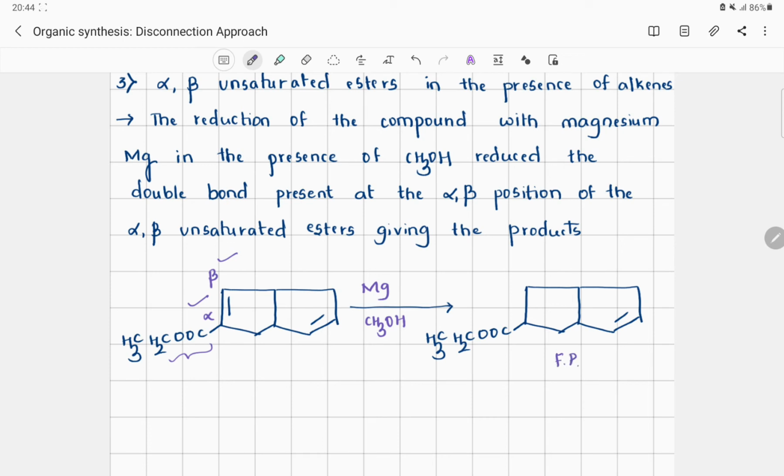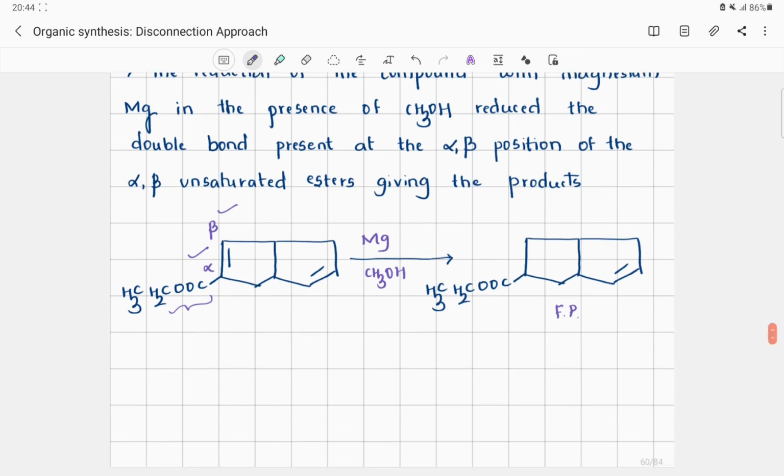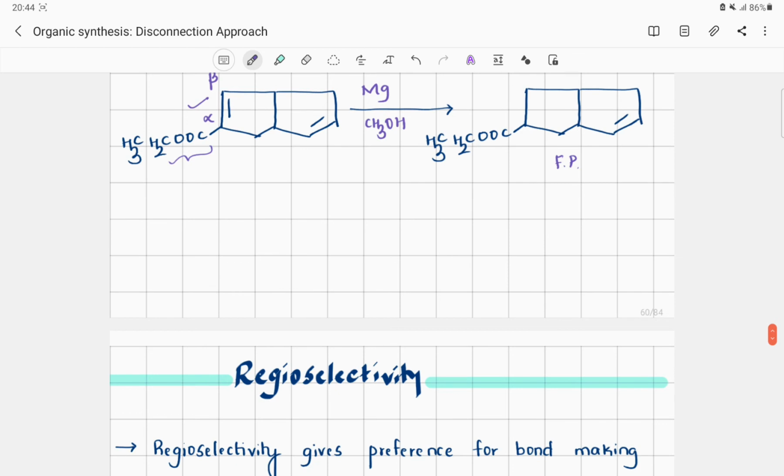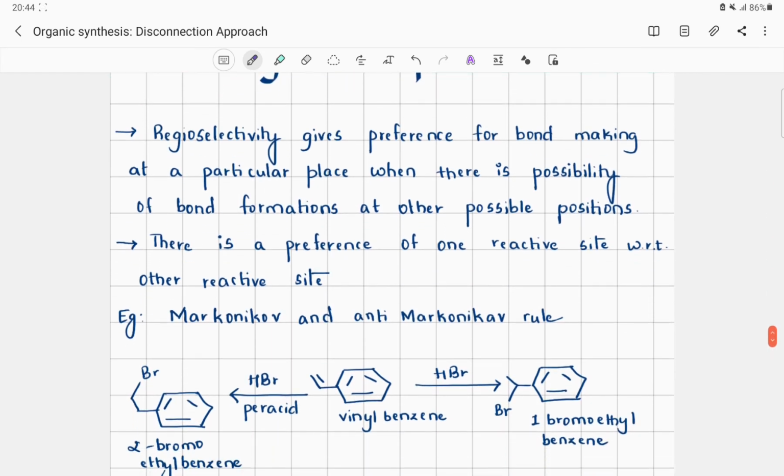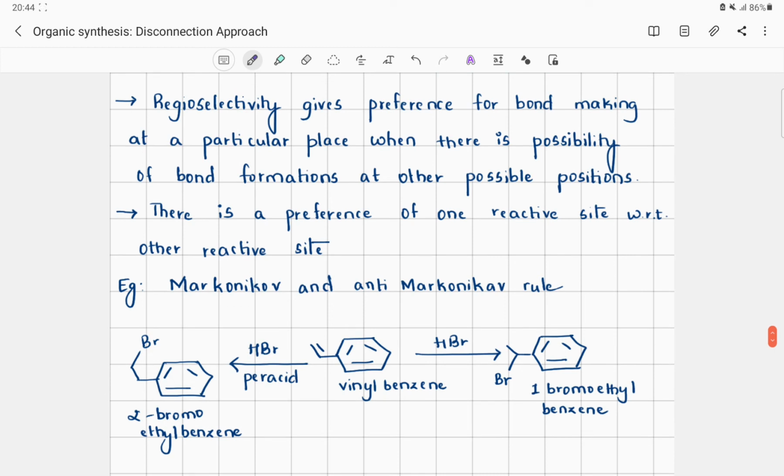So in this way, chemoselectivity, by choosing a proper reagent, plays an important role as to which particular group gets to react to give the final product. This is the concept of chemoselectivity. Now coming to the concept called regioselectivity. In regioselectivity we also have to understand that this is about giving the preference for bond making at a particular place when there is a possibility of bond formation at other possible positions also.